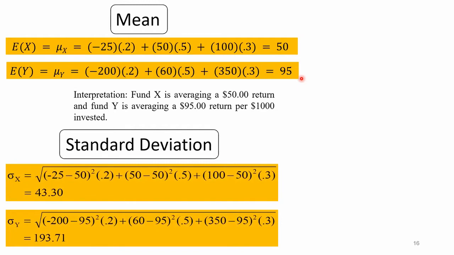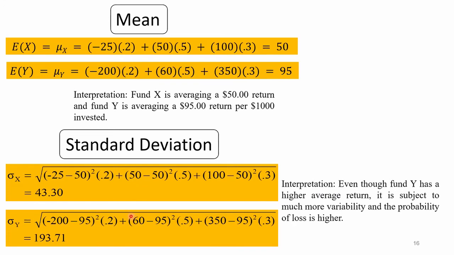So once we calculated them, we got these answers, which told us the standard deviation of X was 43.30, but the standard deviation of Y was 193.71. So obviously the standard deviation of Y is much higher, almost more than 4 times higher than the standard deviation of X, which means the risk in fund Y is almost more than 4 times the risk of fund X. So that is why you are naturally getting a higher return. So as you know, higher the risk, higher the returns.